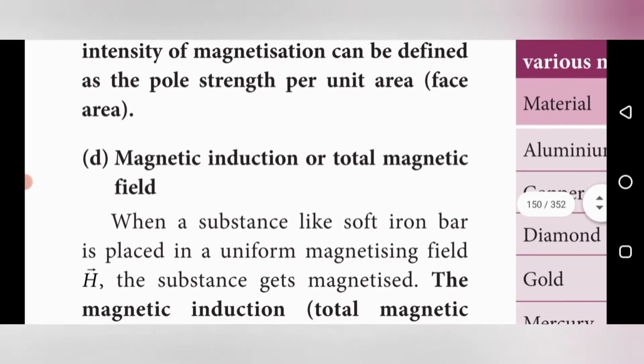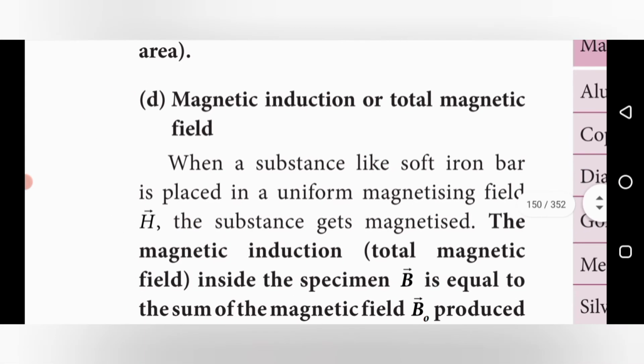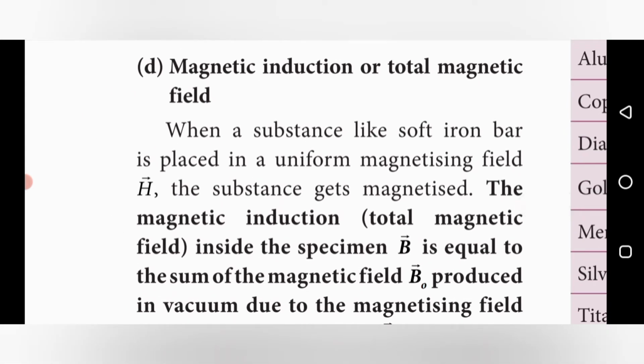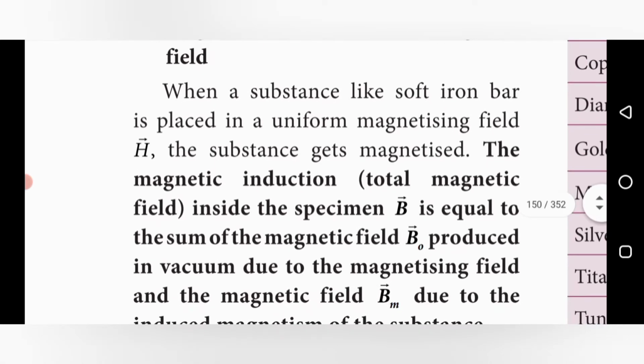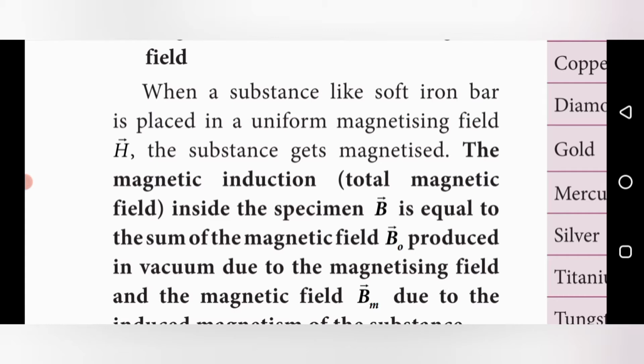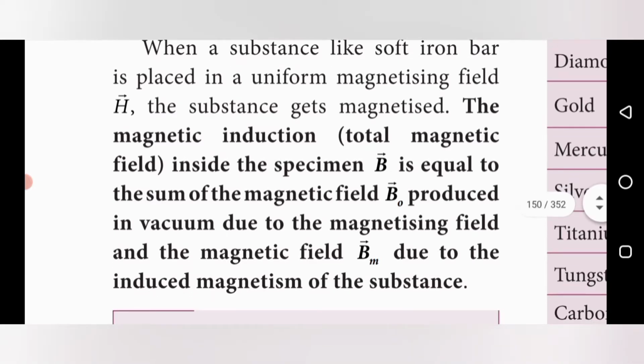Then the last one, magnetic induction or total magnetic field. Magnetic induction means magnetic stimulation, or total magnetic field. Suppose you consider a substance like iron. The iron bar is placed in a uniform magnetizing field H vector. A magnetizing field is a field which can change the iron into a magnet. That is why the substance gets magnetized. The iron gets magnetized, then it becomes a magnet. That is called the magnetizing field.